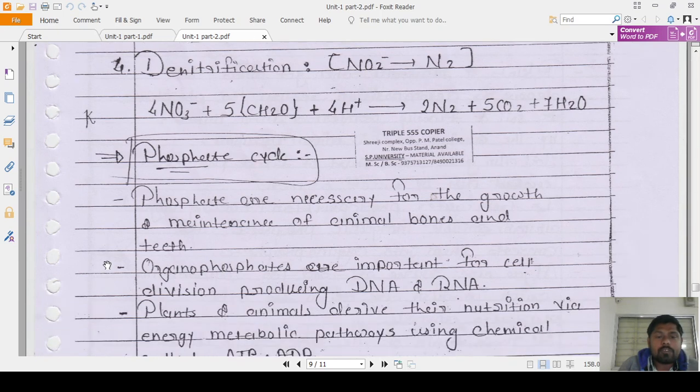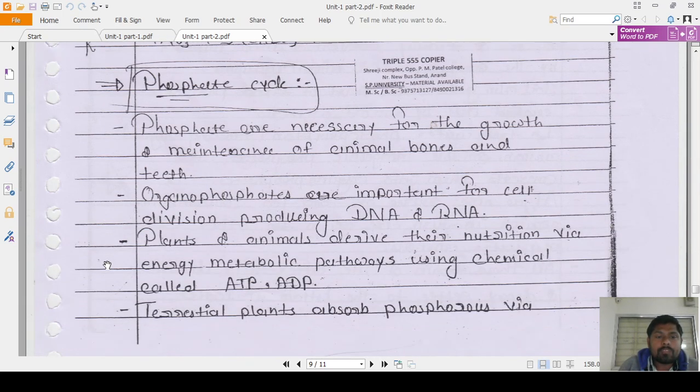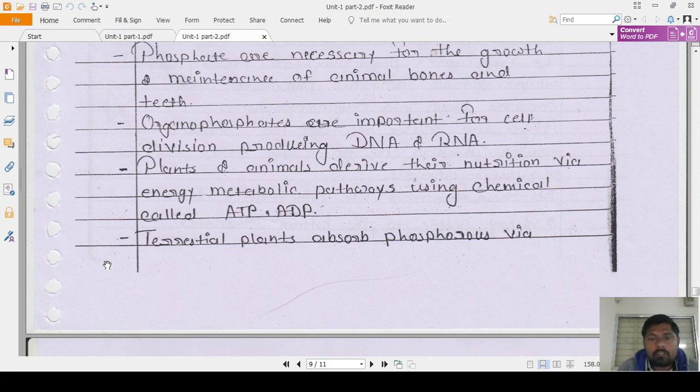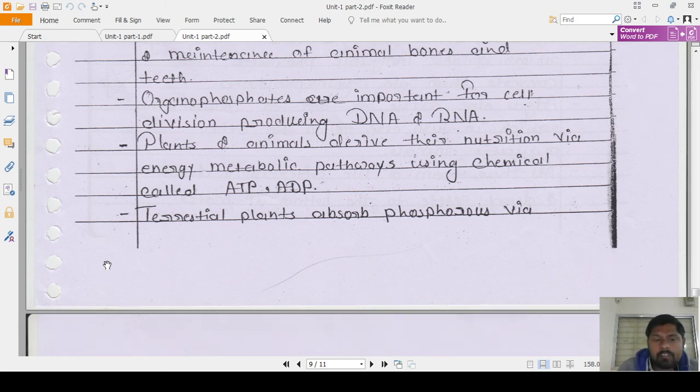Now, in the phosphate cycle, phosphates are necessary for the growth and maintenance of animal bones and teeth. Organophosphates are important for cell division and the production of DNA and RNA. Plants and animals derive their energy through the metabolic pathway using the chemicals adenosine diphosphate and adenosine triphosphate. You know the source of energy, ATP and ADP.